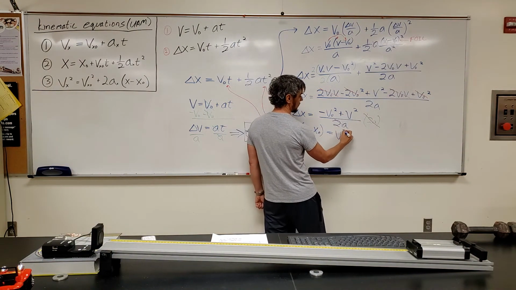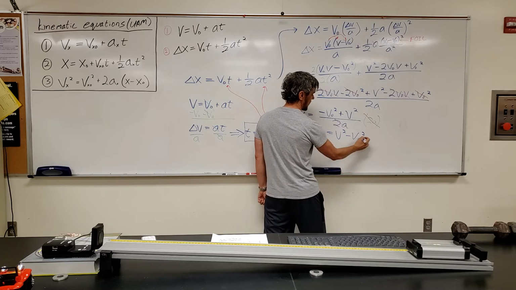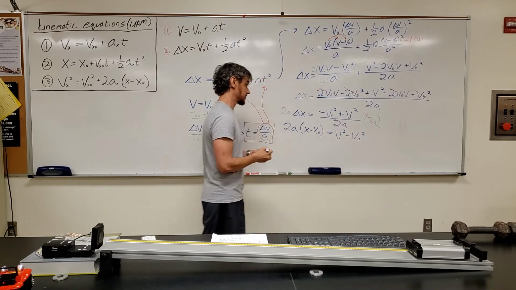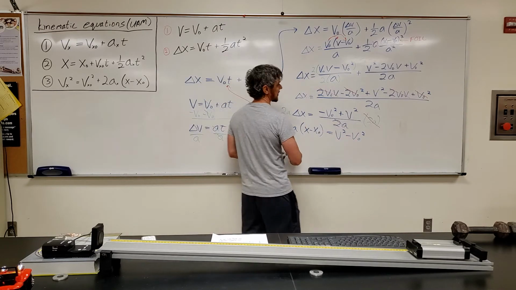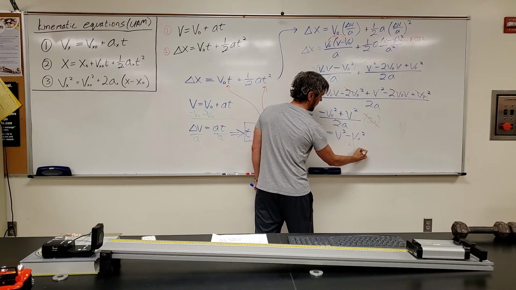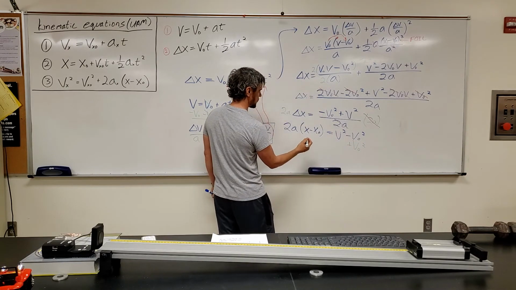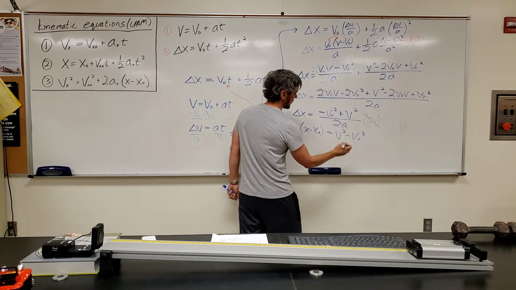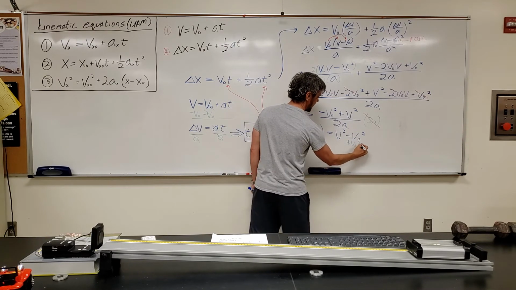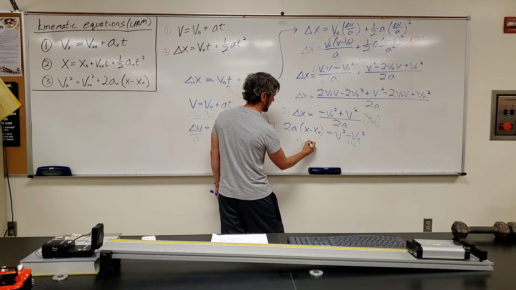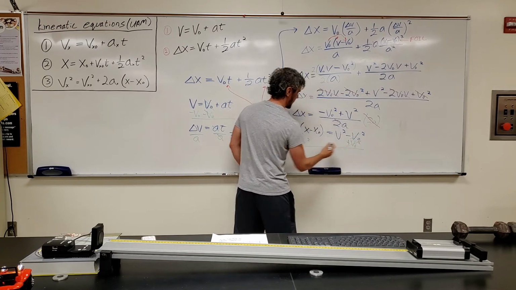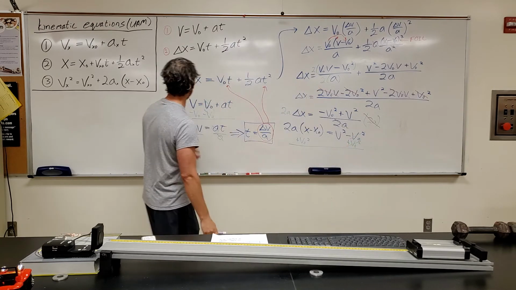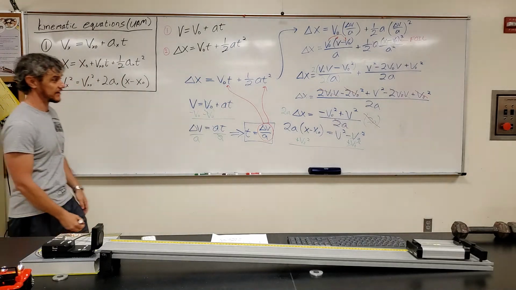I'm going to reorder. I'm going to put my positive v squared in front of my negative v naught squared. And then to this, I can just add v naught squared to, oh, no, yes, I'm going to add v naught squared to both sides. So it goes away over here. And notice I now pretty much have the third kinematic equation.